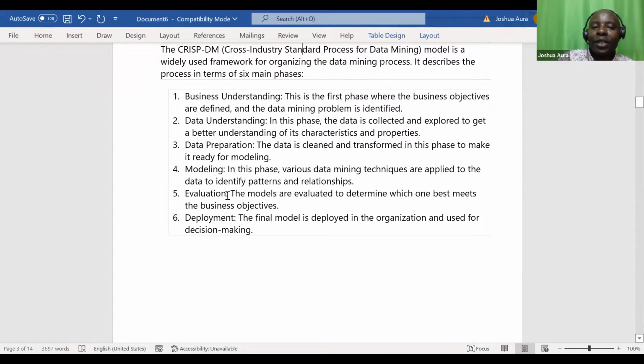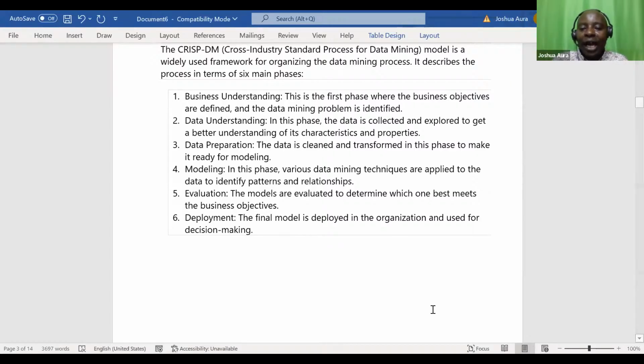Of course, at the end of the day, ladies and gentlemen, you may come up with various models here. It could be a simple regression model. It could be a multiple regression model. At the end of the day, they should be evaluated for you to see between the two which one is able to give us better predictions. So there must be evaluation of the models that have been developed. And then, of course, the moment you discover what you would want to make use of, then you have to deploy. Deployment: the final model is deployed in the organization and used for decision making.